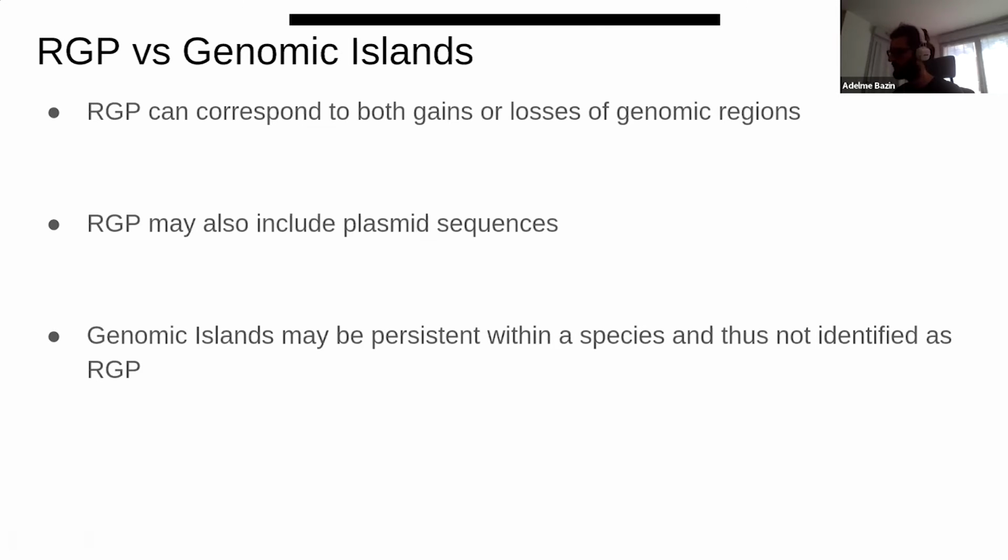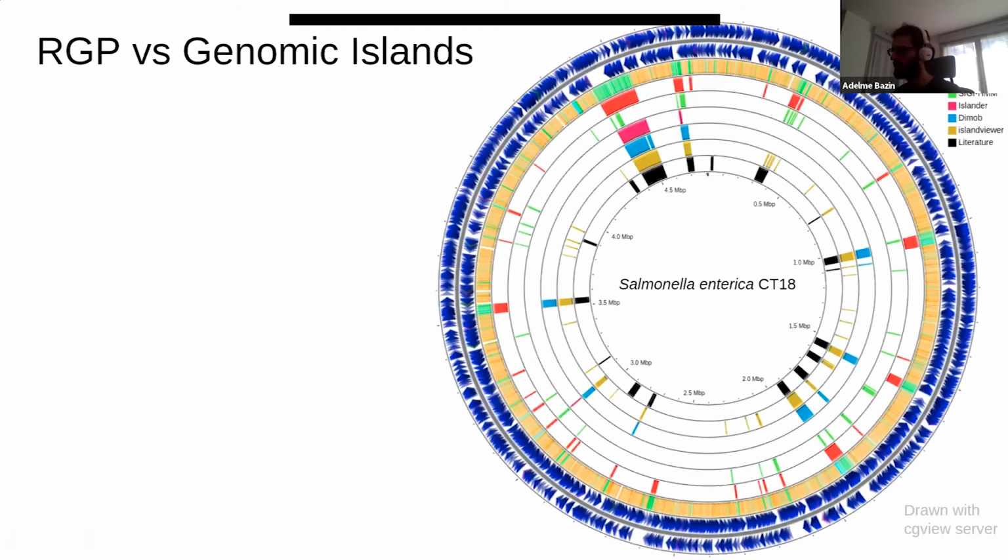I will illustrate that now with this Salmonella Enterica genome. In this representation, you have the entire genome, which is drawn. The different lines correspond to predictions of some of the tools that are used to detect genomic islands. In red, you have panRGP. In black, you have the literature reference genomic islands. And I will zoom on one region in particular.